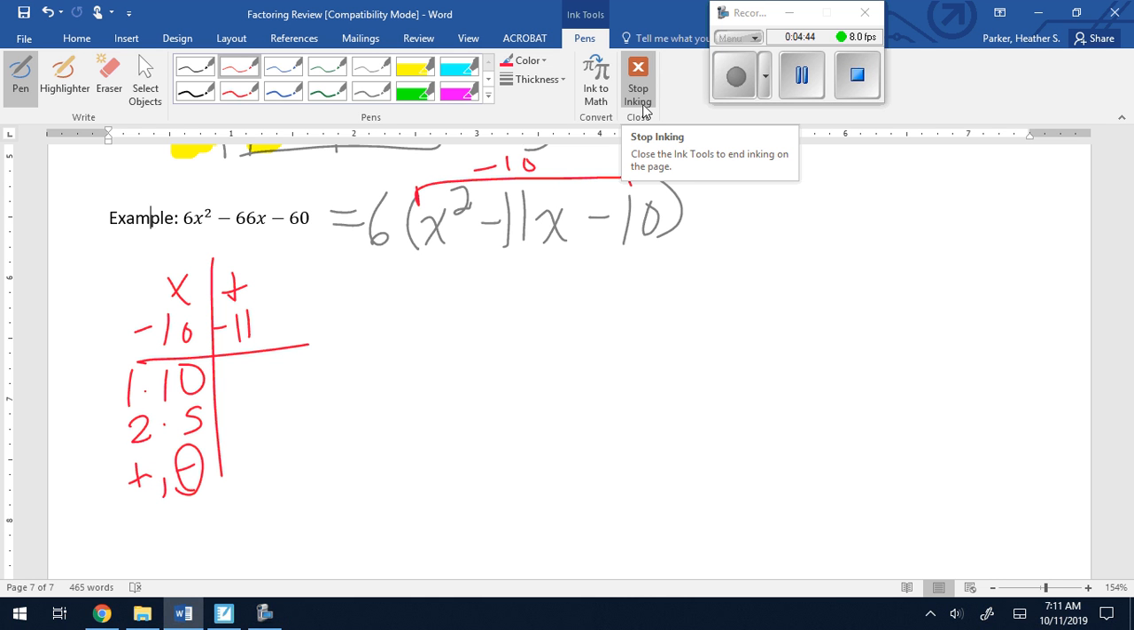Remember, to make your life easier, pull out the GCF first. Always do that method first, and then look at how many terms, look for any patterns.